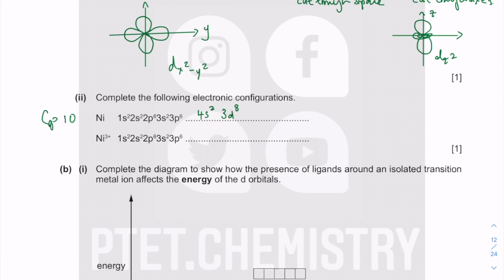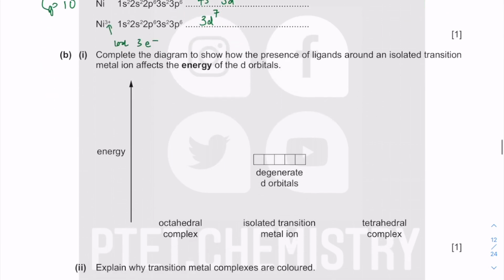so for nickel 3+, so lost 3 electrons, you fill 4s before 3d, but you also lose from 4s before 3d. So you need to lose 3 electrons. So lose 2 and then lose another one. So you have 3d7. So be careful. Just because a lot of the time we see nickel 2+ does not mean they always ask for nickel 2+. So you need to read the question very carefully.